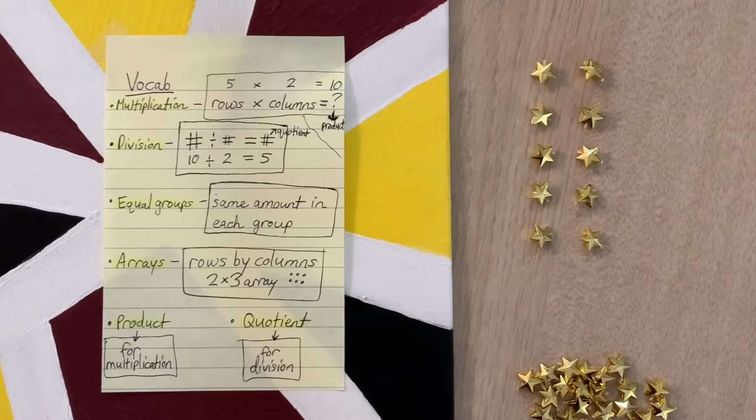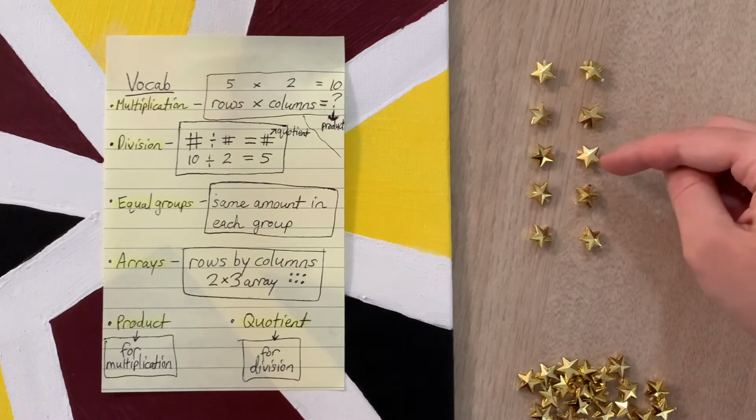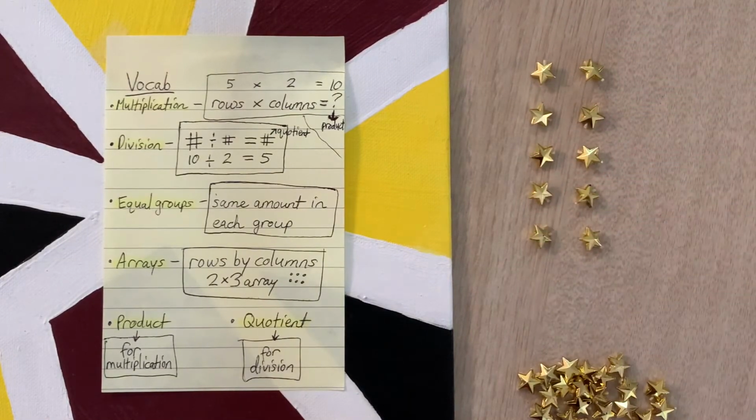So I have 5 rows by 2 columns, and what I need to do is find the product, which is the answer for this multiplication equation. So I'm going to count up all my stars. I've got 1, 2, 3, 4, 5, 6, 7, 8, 9, 10. 10 total stars, so 10 is my product, my answer.